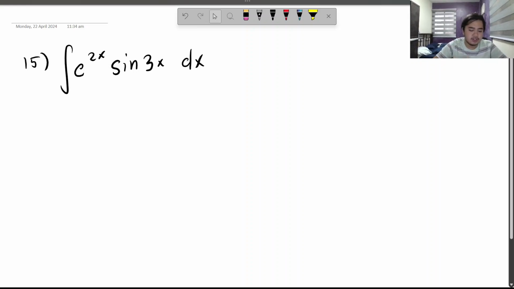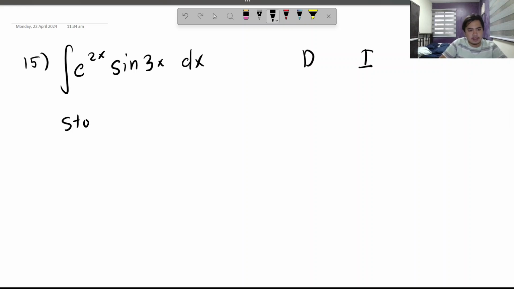So, the question is the integral of e to the 2x sine 3x dx. What is the integral of that? The point still stands: we still use the DI method here. And the principle is still the step number 2, which is that there is repetition. Nothing changes about that. How is the repetition? Well, let me show you.